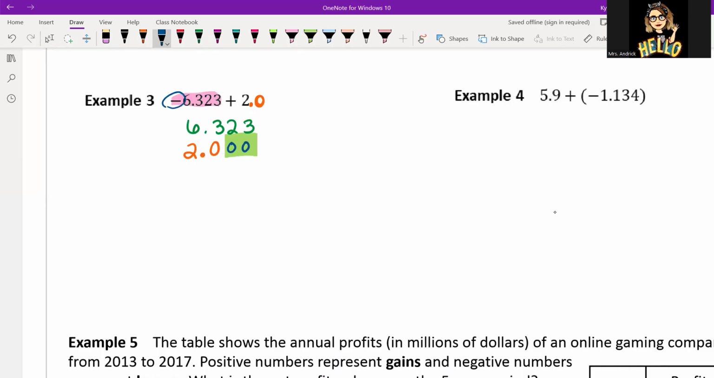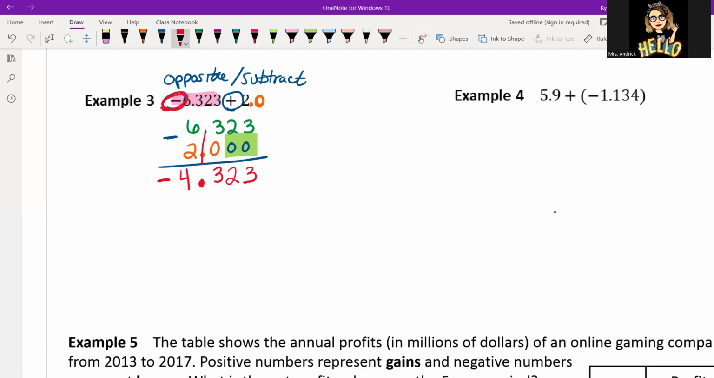And then this is negative and this one's positive. So these are opposite signs, so we're going to subtract. Because they're opposite, we're really going to subtract these. Now we're going to do 3 minus 0 is 3. 2 minus 0 is 2. 3 minus 0 is 3. Bring your decimal place down. 6 minus 2 is 4. And again, we keep the sign of the bigger number. The bigger number was the top, so it should be negative 4.323. Okay.